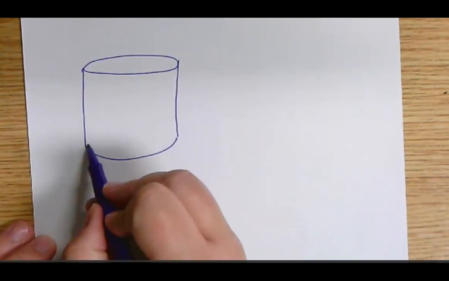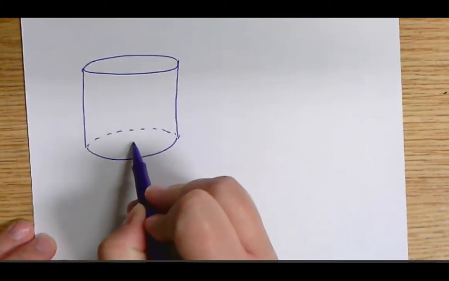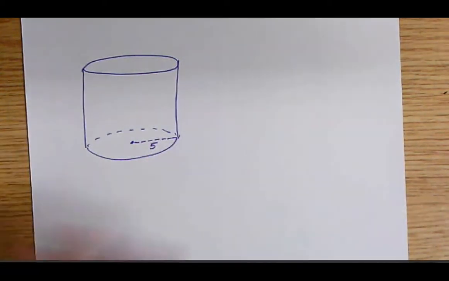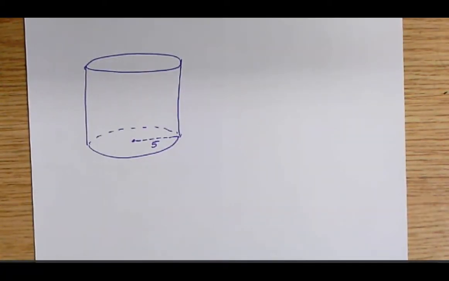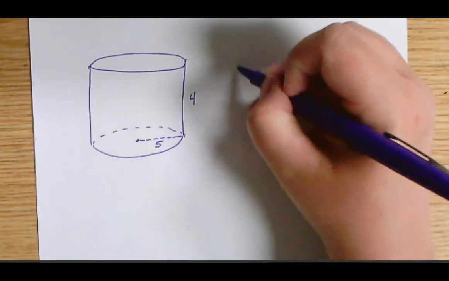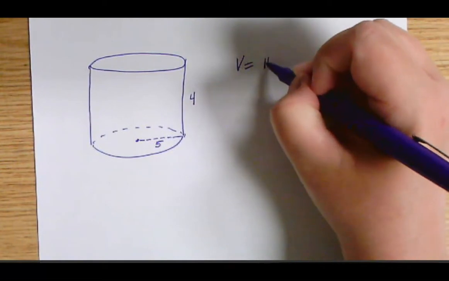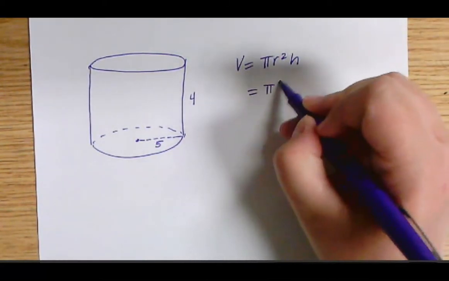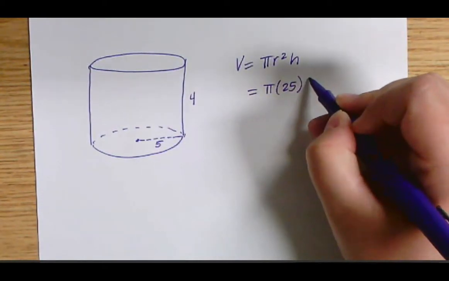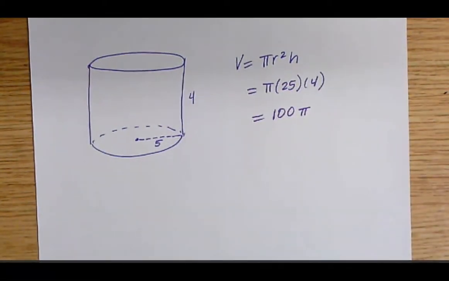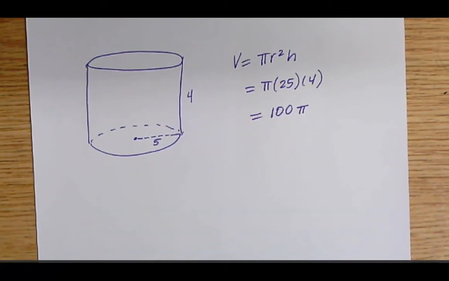Okay, so we've got a cylinder with a radius of 5 feet, and I believe the height was 4 feet. Let's just double check that. Yes. Height is 4 feet. So the volume is area of the base times the height. So area of the base here is 25 pi. The height is 4. So my volume of the whole big cylinder would be 100 pi if there was not a hole in the middle. But there is a hole in the middle.